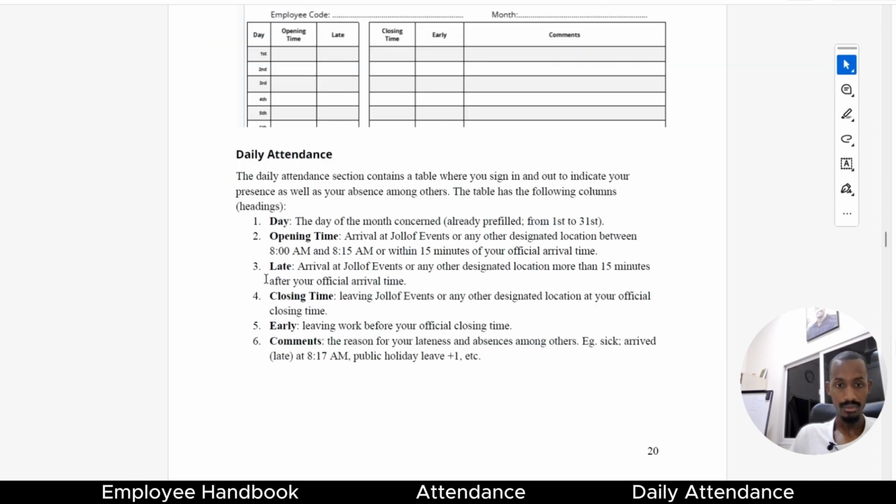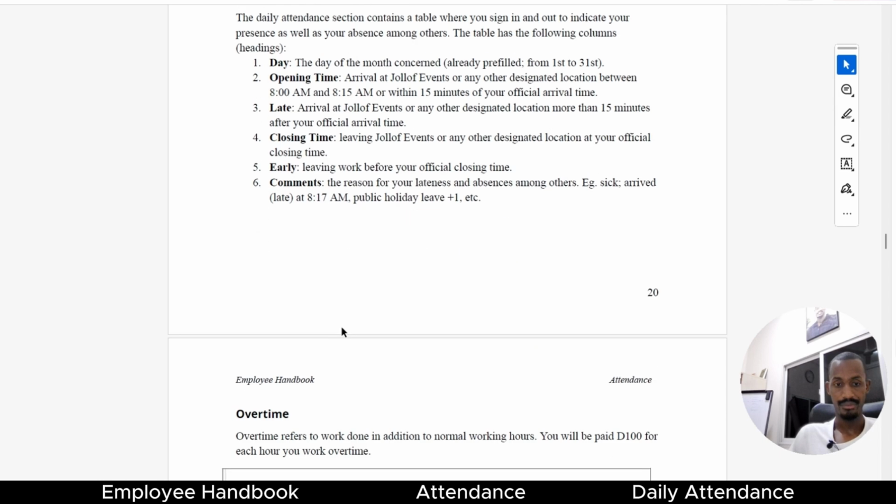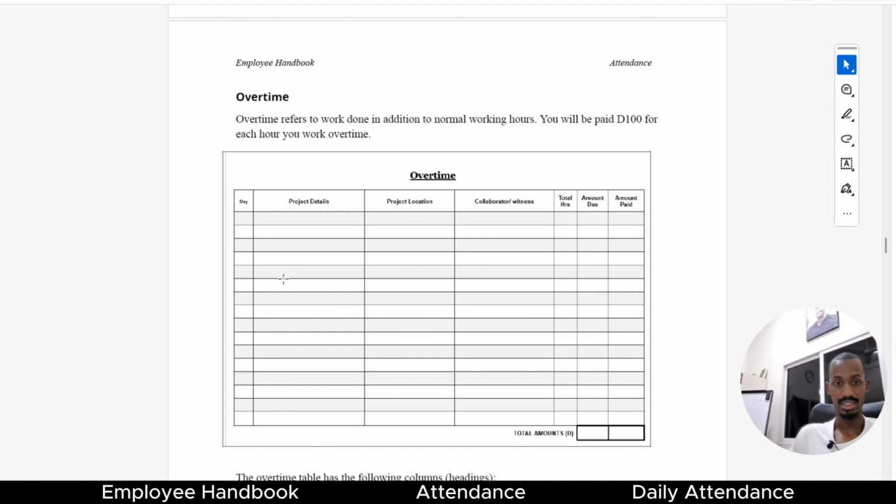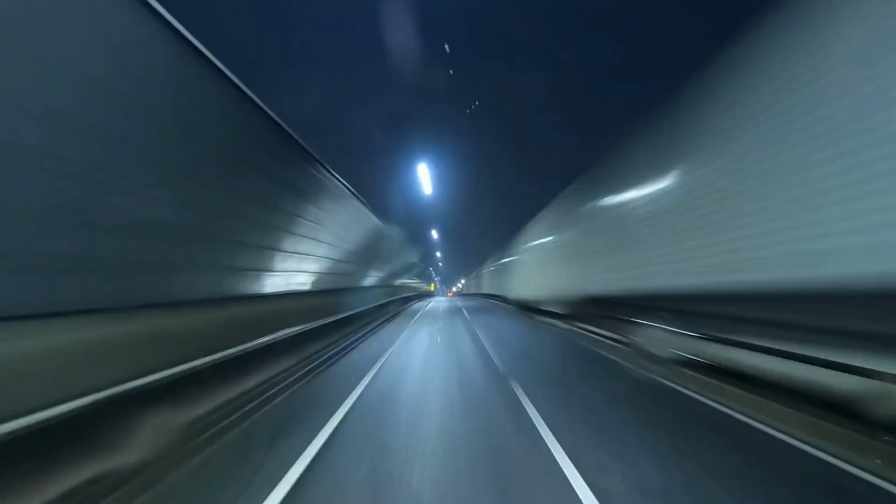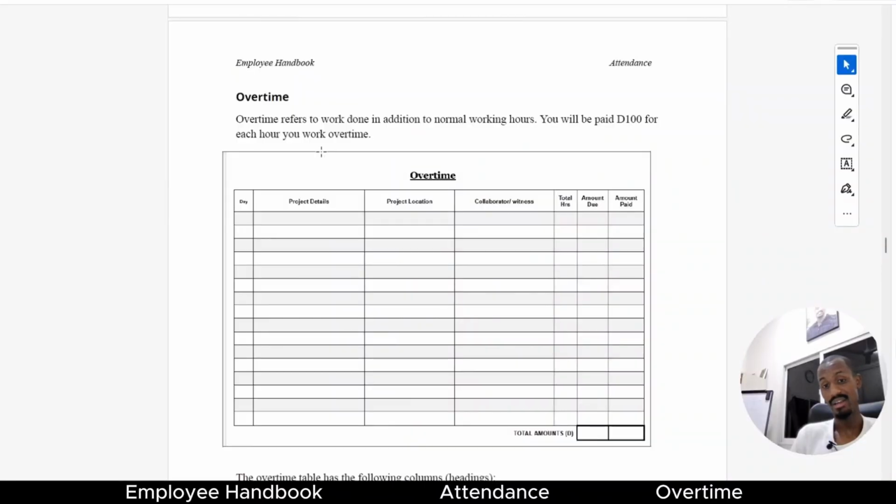Okay, so the thing I was explaining about is here, and now we move on to the overtime. This is the second part, overtime, here at Jollof Events. It refers to work done in addition to your normal working hours. At Jollof Events, I think the normal working hours is 8 hours a day. So if you work after that, let's say the closing time is 4 and then you work all the way to 5, that means that the 1 hour you have there is an overtime. And at Jollof Events we pay $100 for each hour you work overtime.